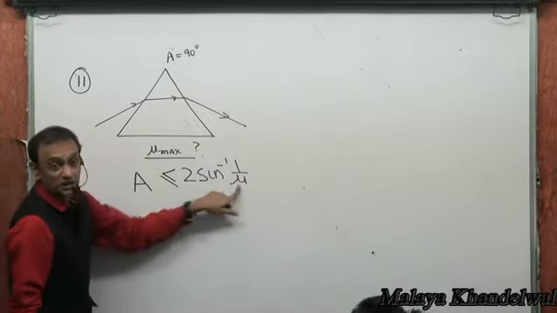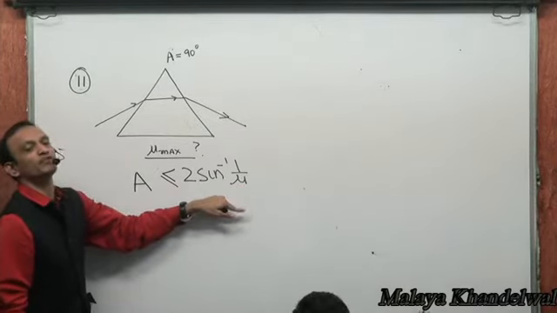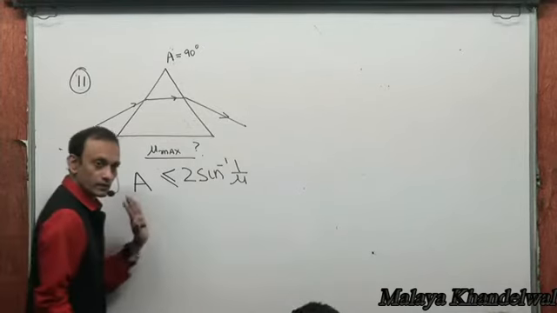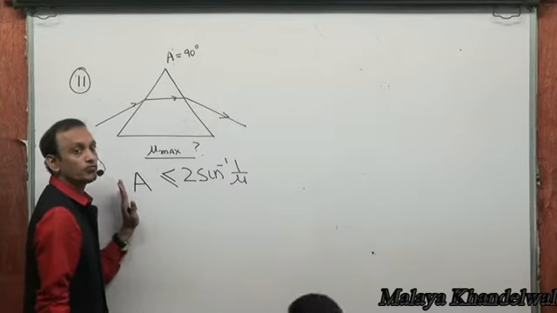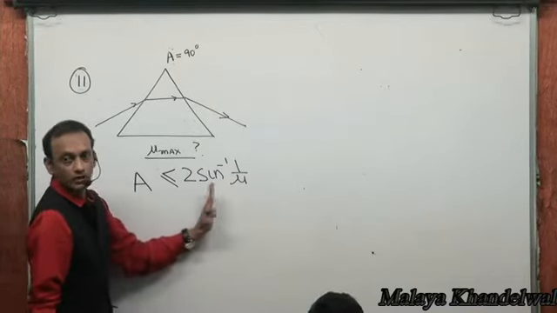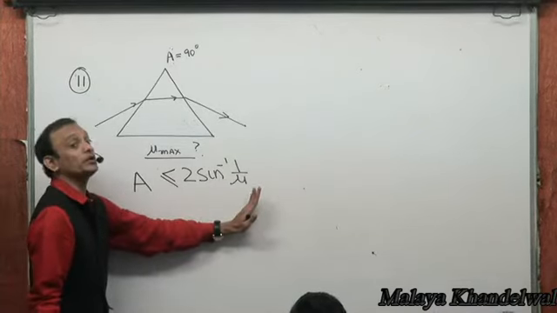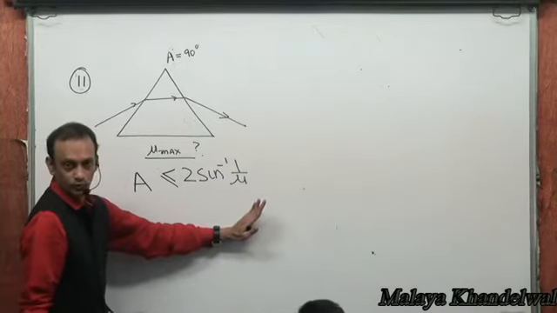If A becomes greater than this number, then no matter what the incident ray is, no ray of light will be able to emerge from the prism. Right? You know this result, right? This is the limiting angle for which rays of light will emerge from the prism. If A becomes in excess of 2 sine inverse 1 by mu, then no ray of light incident on the prism can ever emerge from the prism, right?